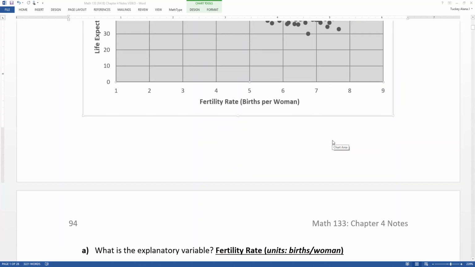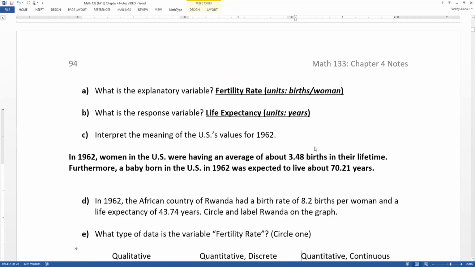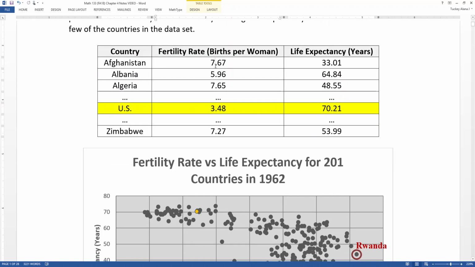There we have it. Okay, so now let's think about some things like fertility rate and what type of variable that is. The fertility rate is the X values here. So it's the births per woman, and births per woman is an overall average for a country. We all know that a woman can't have 3.48 kids. So if you were wondering about that earlier, it's not about any one woman. It's about, on average, that's how many we expect for all the women in the US in 1962.